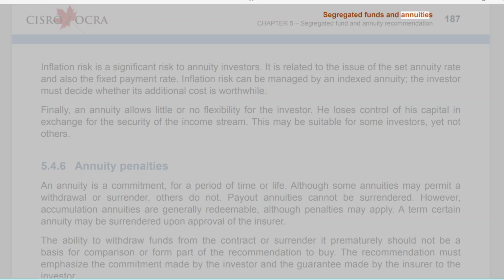Segregated Funds and Annuities Chapter 5, Segregated Fund and Annuity Recommendation 187.